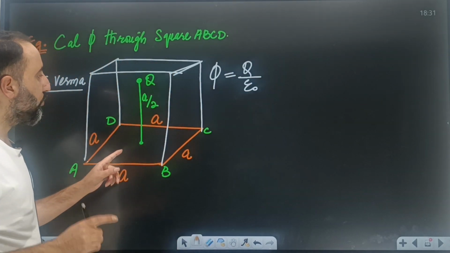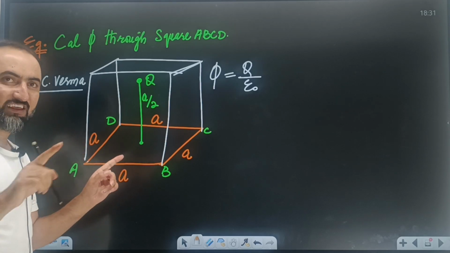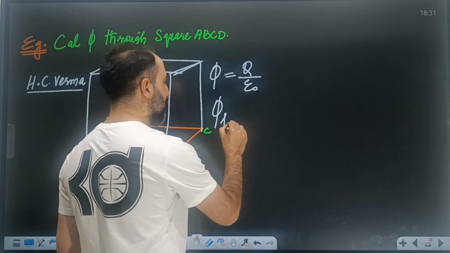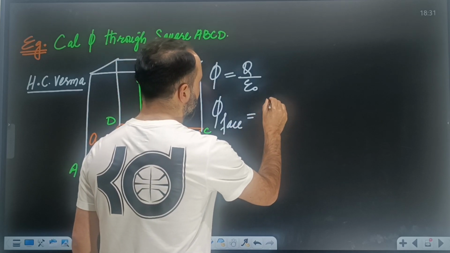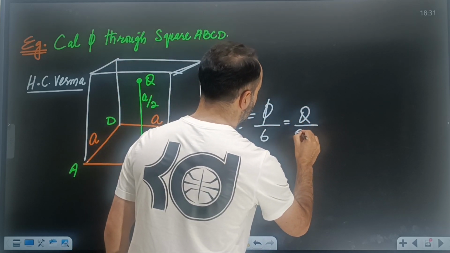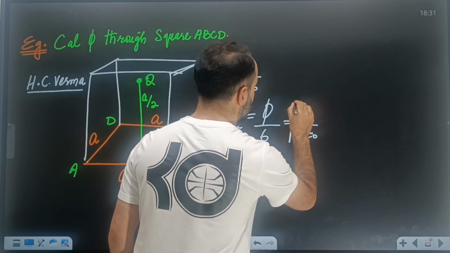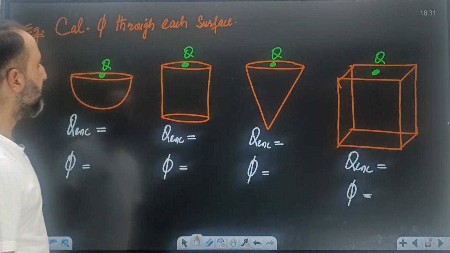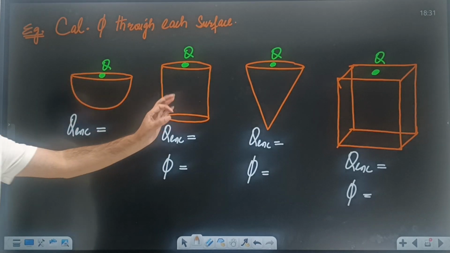Now this is one phase. Among the 6 phases, this is one such phase. So what is the flux per phase? That will be equal to the total flux divided by 6, which is equal to Q divided by 6 epsilon naught. This is the answer, which is Q divided by 6 epsilon naught. Okay beta, see, all these questions have the same answer, beta.